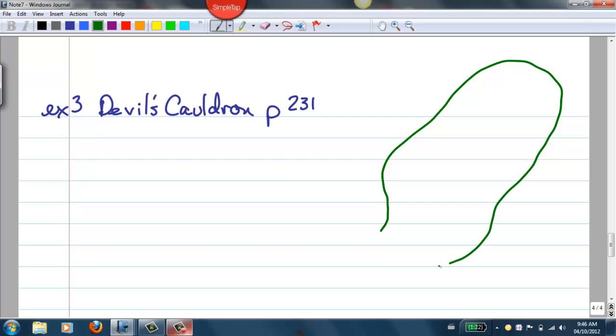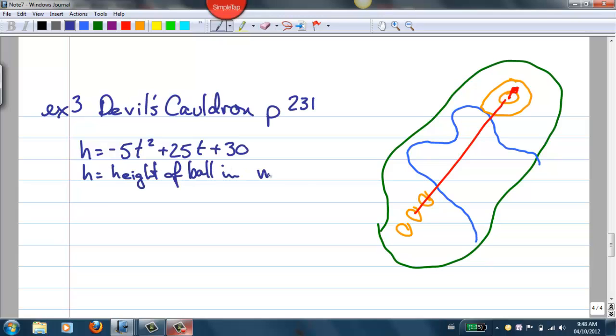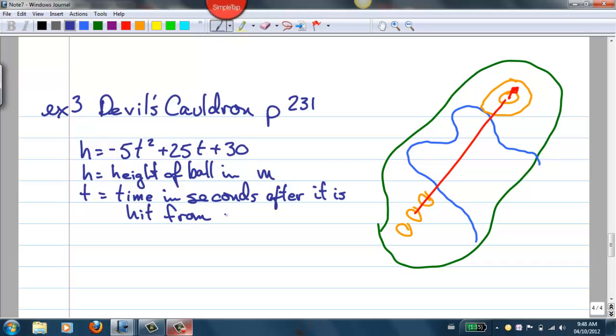Now the last question is from page 231, example 3. Talking about the Devil's Cauldron, a hole in Banff Springs Golf Course. In that question, they give a formula that determines the height of the golf ball at any given time after it's been hit. The formula is negative 5t squared plus 25t plus 30, where h is the height of the ball in meters and t is the time in seconds after it's hit.